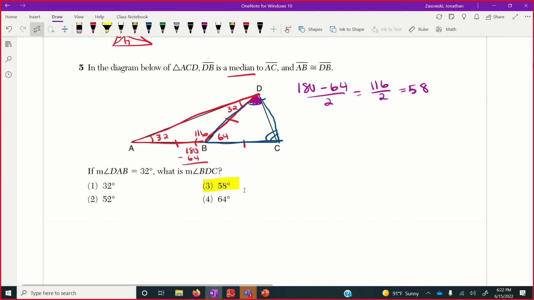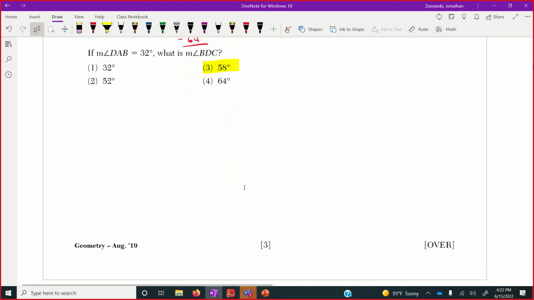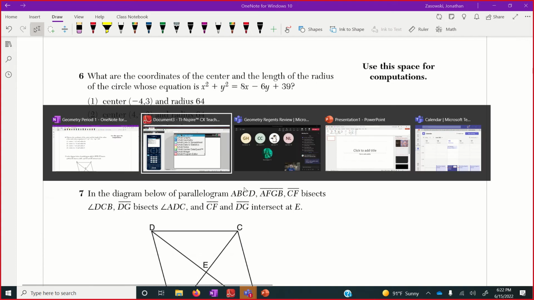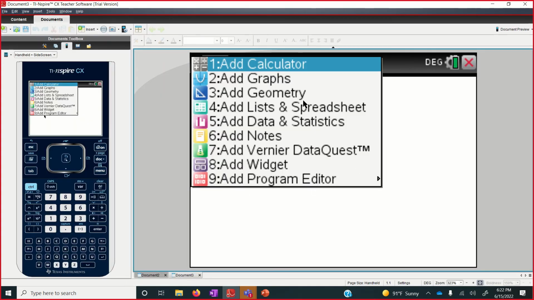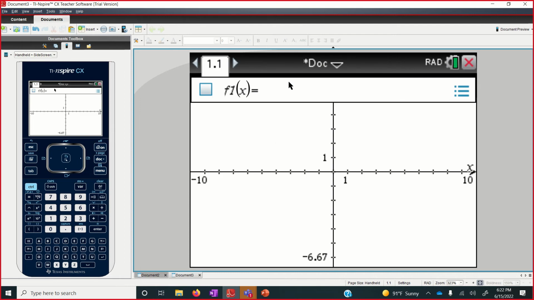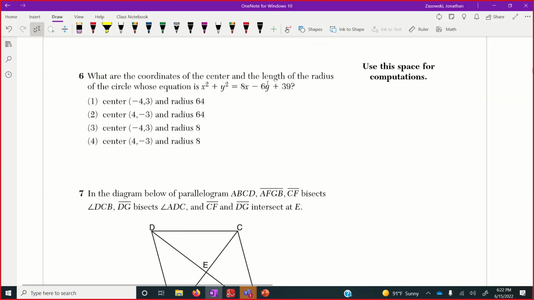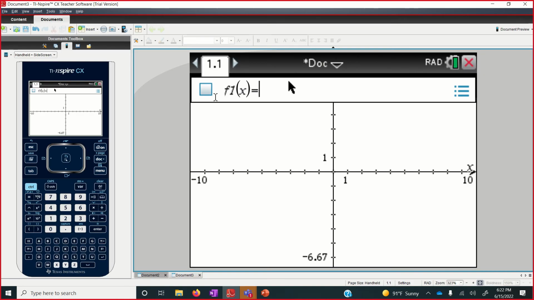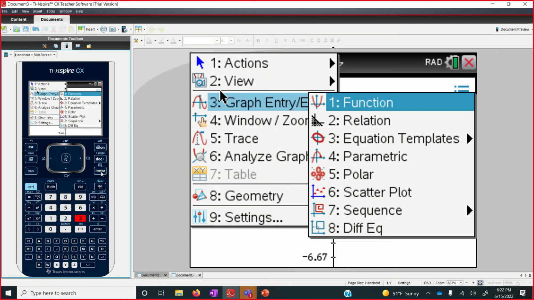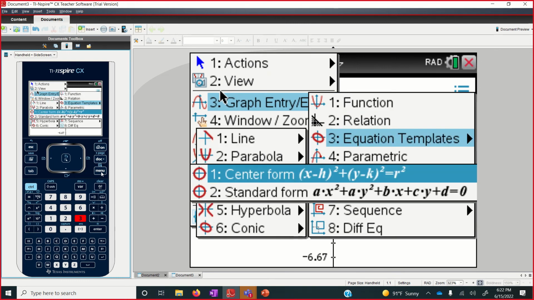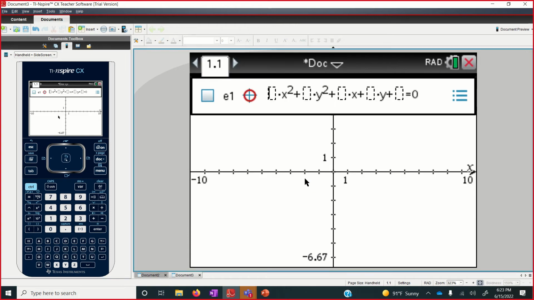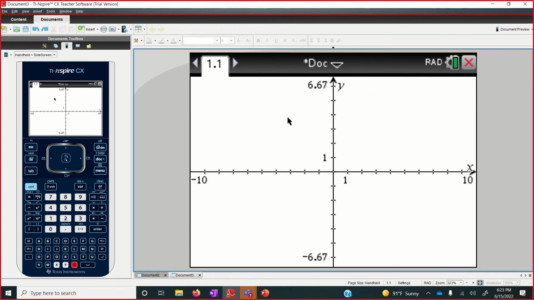All right. On to the next one, number 6. Okay, this one we can do on our calculator. So I'm just going to pull up the calculator again. We're going to go to the graphing page. And then remember to get our equation that we want up, because this is in that form. Now, we're going to hit Menu, and then we're going to smash the 3 button. So graph entry edit, equation templates, circle, and then choice 2 is our standard form, which is right here. Now to put the equation in that standard form, oh, we broke stuff again.